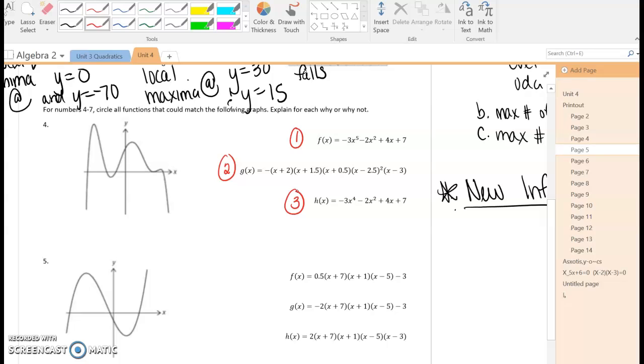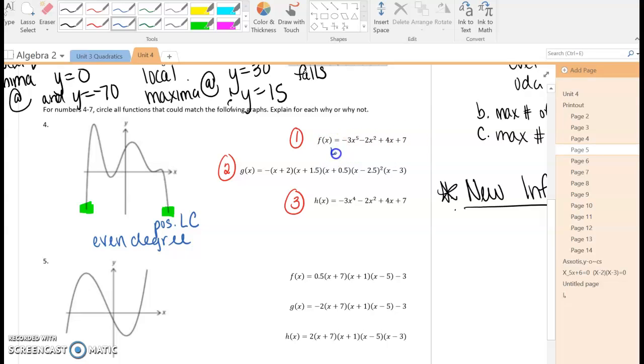For graph number 4, there's a couple things that I'm going to talk about right away. I want to notice that both ends are falling. So since the right end falls, that means I have to have a negative lead coefficient. And since both ends fall, this should be an even degree. So I'm going to use that to look at some of these functions and decide if those would match. So number 1 has a negative 3x to the 5th minus 2x squared plus 4x plus 7.